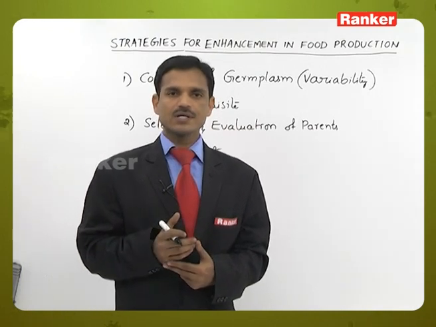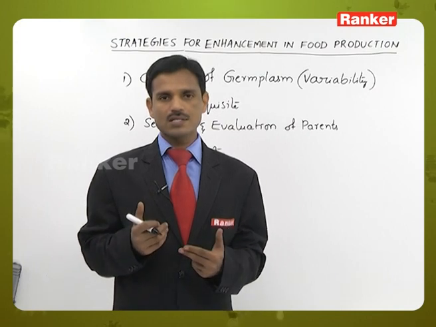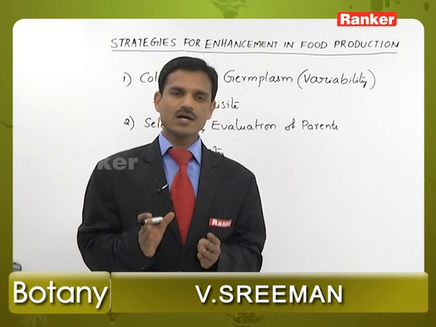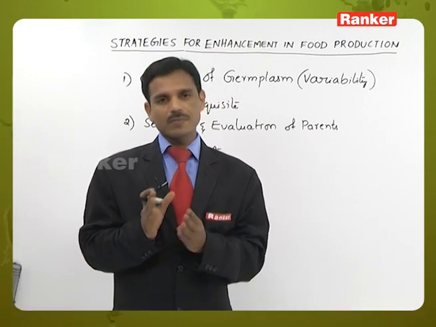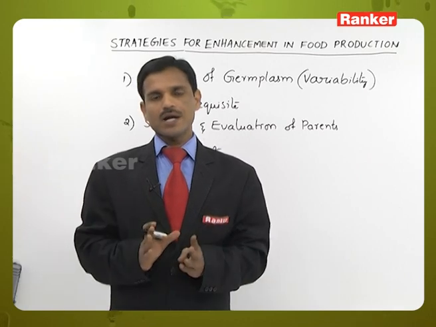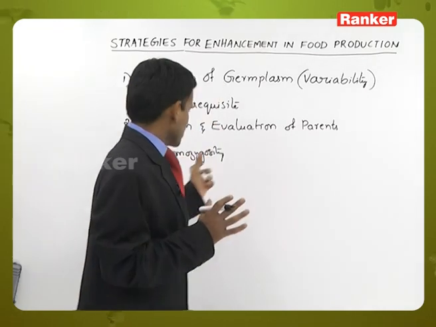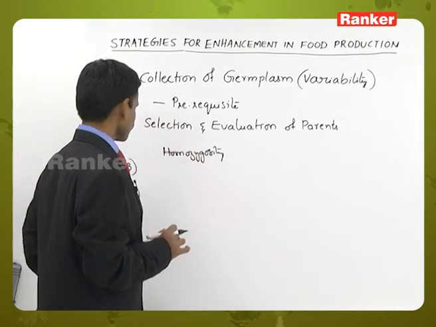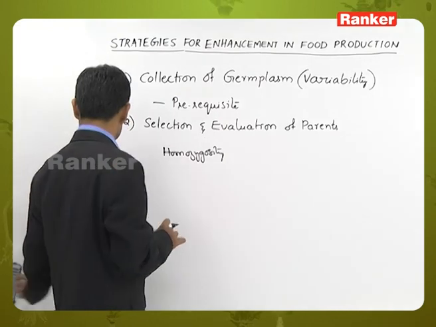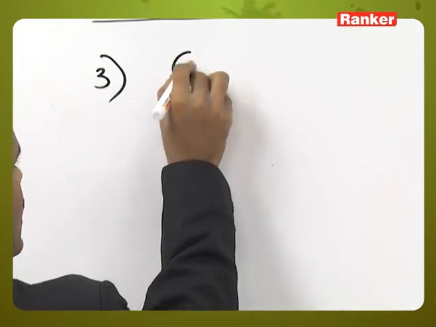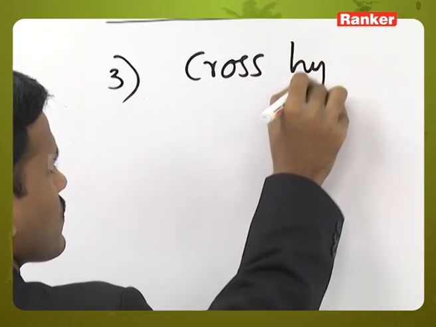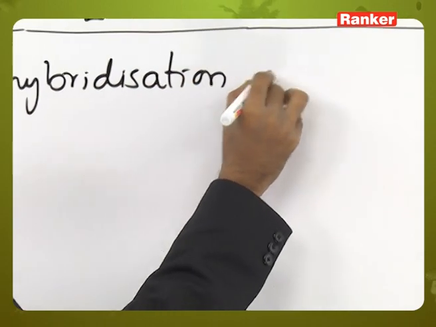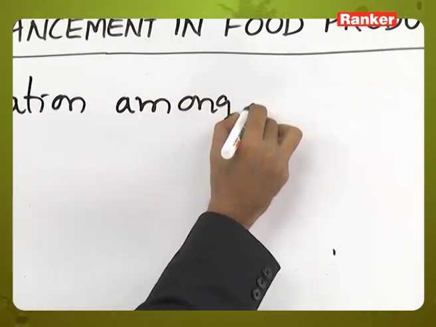Here the pollination is taking place between the two sexual organs. The two sexual organs are present sometimes on the same plant and sometimes on two different plants. After selection of parents, the two parents are crossed. The third step is cross hybridization, among the selected parents.